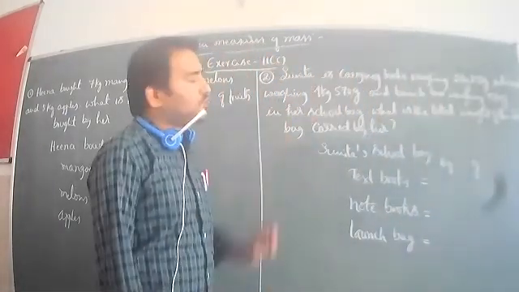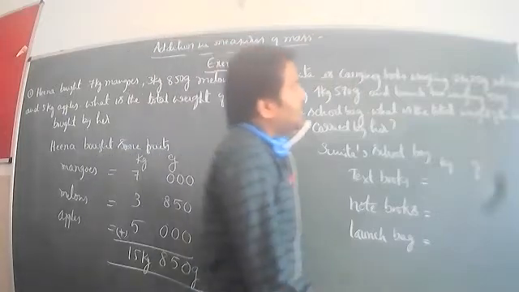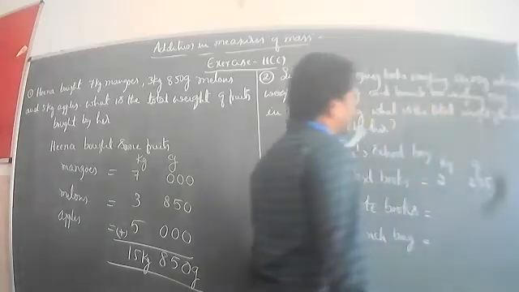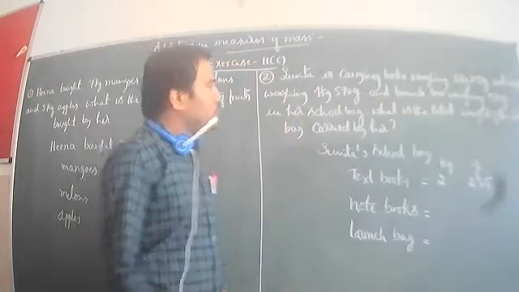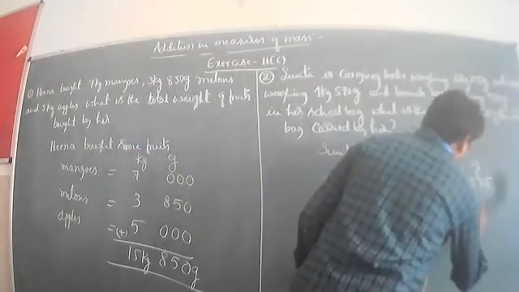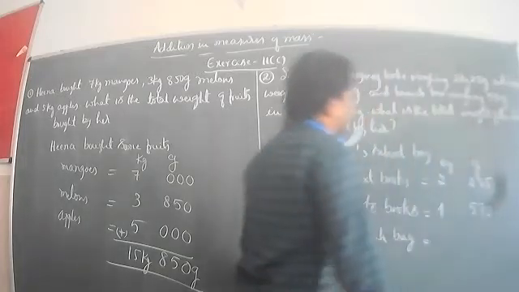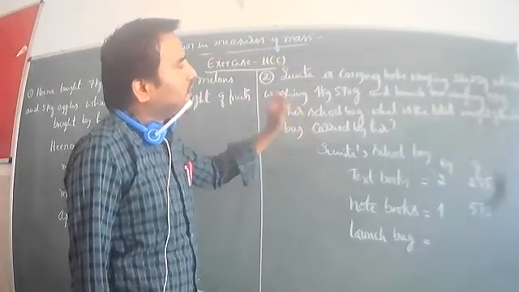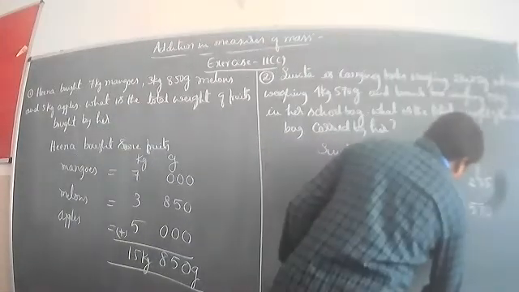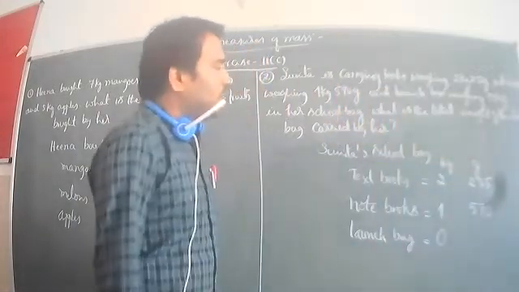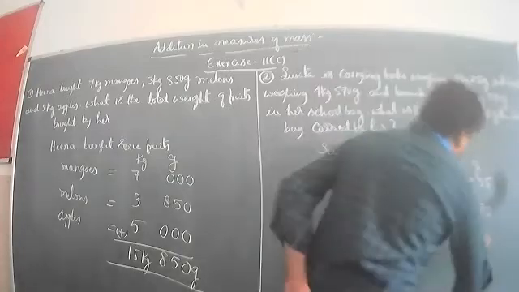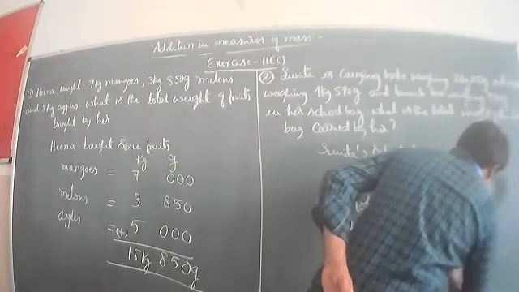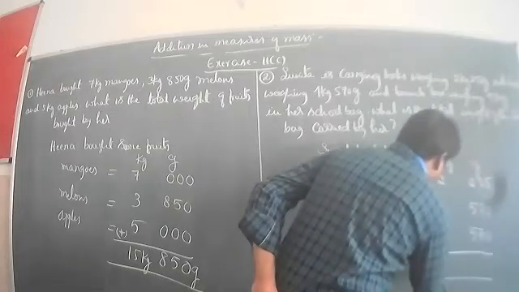What is the weight of the school bag? Textbooks 2 kg, 255 gram. Another one, notebooks 1 kg, 570 gram. Then what is the weight of the lunch bag? Here kg is not there, we should write 0 kg. What is the weight in gram? 570. So we should find out the total weight of the bag.